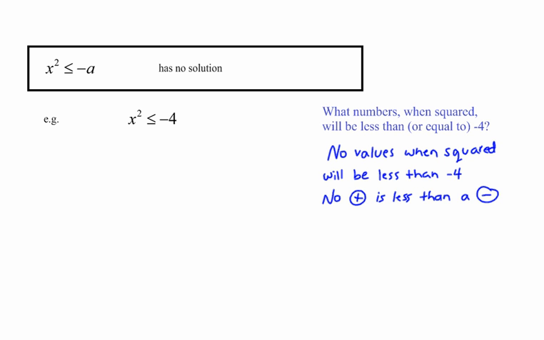So here we have the empty set. There's no solution, so it's not possible. Whenever we have x squared less than or greater than a negative, it's either going to be all real numbers or no solution. In this case, less than would be no solution. If it was greater than a negative, it would be all real numbers.